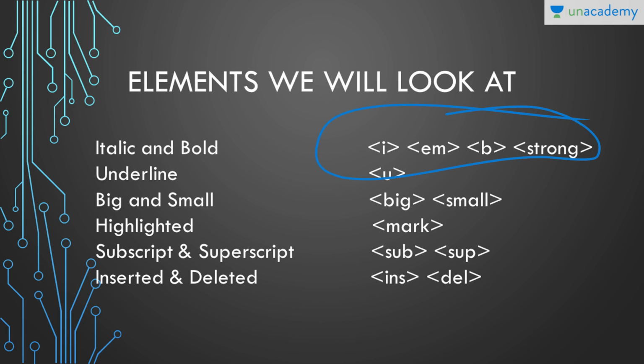Okay, so if you want an underline, you can use the U tag. If you want the text to be big, you can use the big tag. If you want it to be small, you can simply use the small tag. If you want to highlight it, you can simply use the mark tag, right?